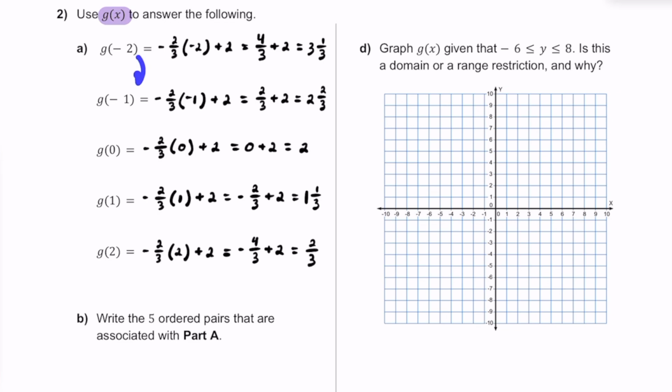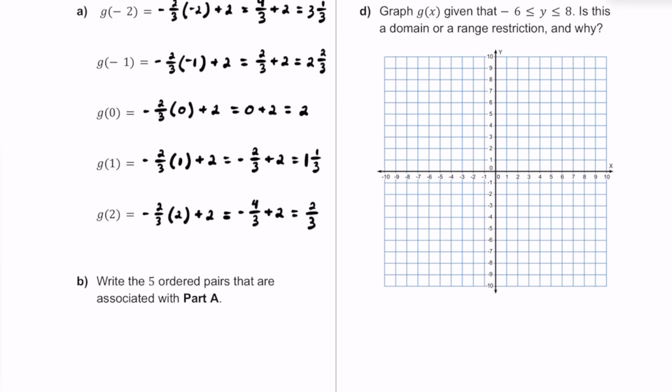Now notice how as each of these x values seem to go up by 1 here, each of these g of x values or y values are going down by 2/3 each time. So that pattern checks out too. Now, what are the ordered pairs that we can gather from this information? Well, g of negative 2, the negative 2 went in, and then 3 and 1/3 came out. So that's going to be the y value, right? And then we had a g of negative 1, so negative 1 went in, and then 2 and 2/3 came out as the output there.